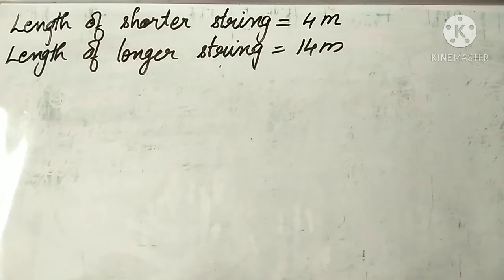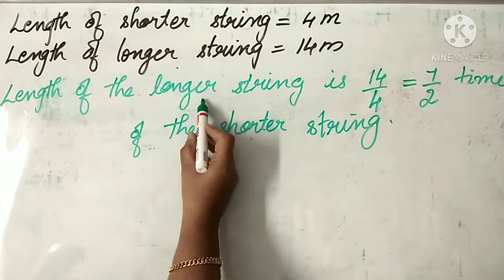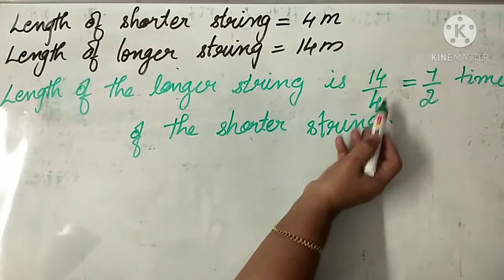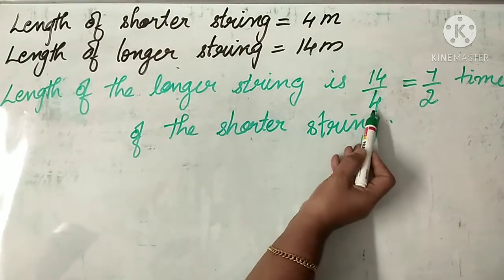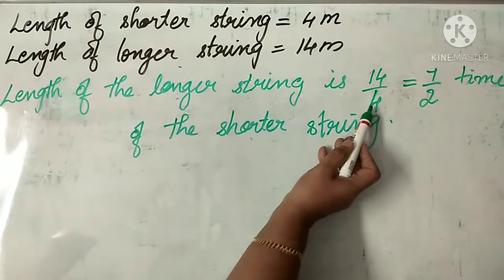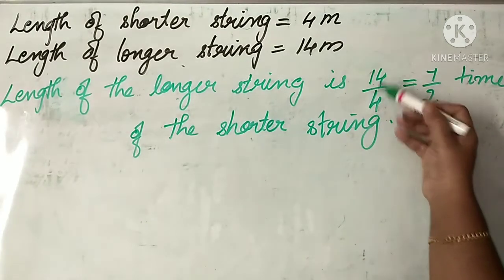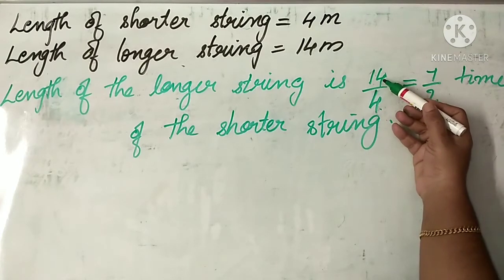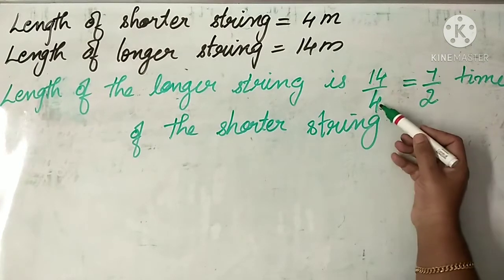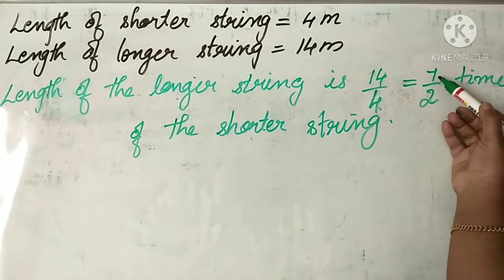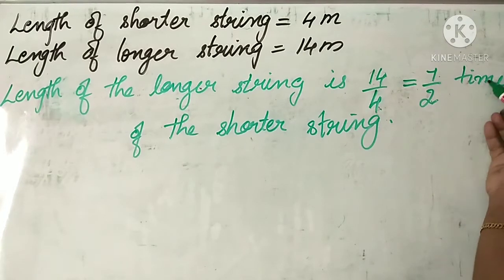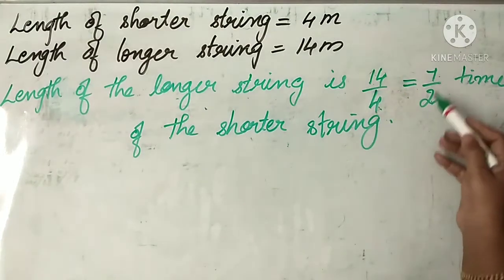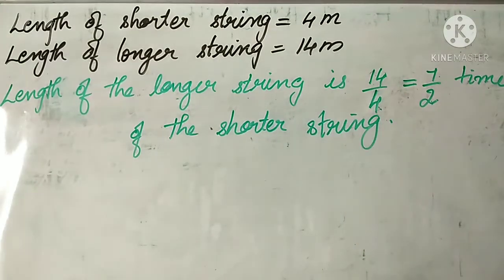First question is, how many times the shorter string is the longer string? So we can write it as length of the longer string is 14 by 4. Longer string is 14, so we divide it by the shorter string. In this 14 by 4, 2 is a common factor. 14 in 2's table, 14 will go 7 times and 4 will go 2 times. So the length of the longer string is 7 by 2 times of the shorter string.